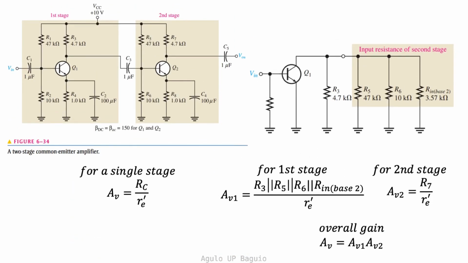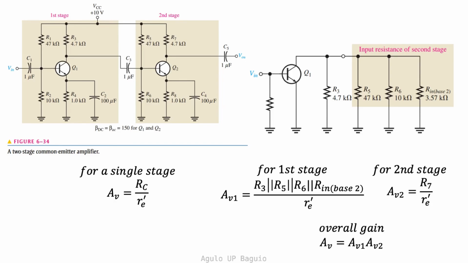Here's an example of a two-stage common emitter amplifier. It's basically our voltage divider transistor amplifier connected in series. Notice that the output of the first stage is capacitively coupled to the input of the second stage. You will also notice that regardless of the number of stages, we need only one power source, VCC.